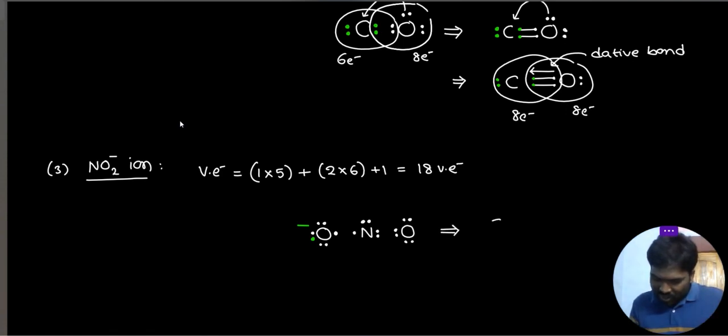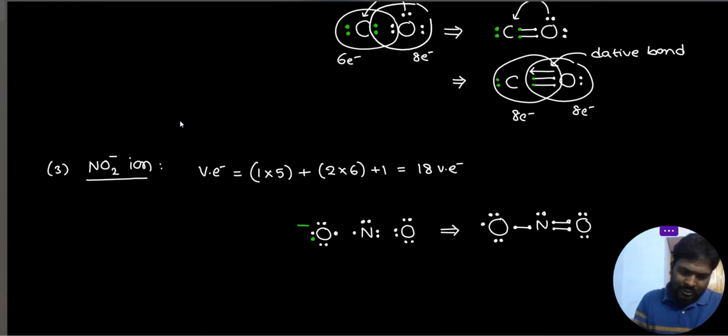Now this bond, we can write like a bond. Nitrogen, 4 electrons means one double bond, and oxygen has a lone pair. Here the negative charge. So now, is it obeying the octet rule or not?